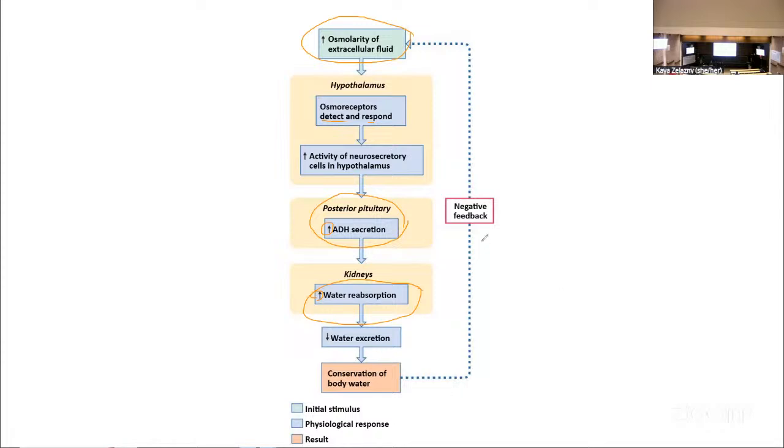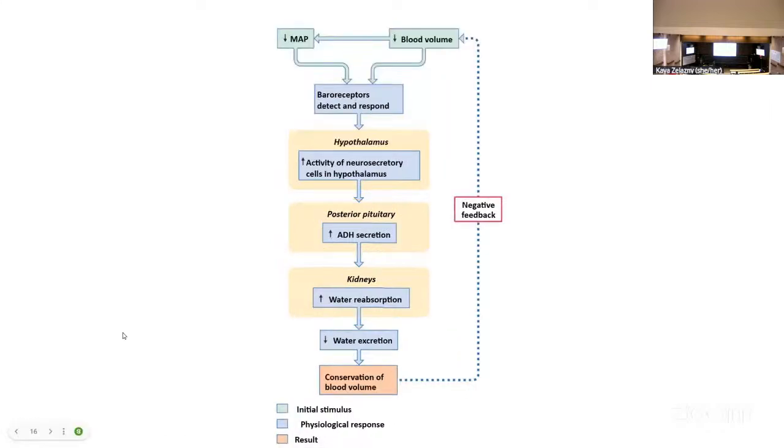This should hopefully bring that osmolarity in the blood, and therefore in the extracellular fluid, back to our normal expected range. Right? So once we have more water in the blood, it's not going to be as osmolar. And we have a similar flowchart going on with our mean arterial pressure and our blood volume.